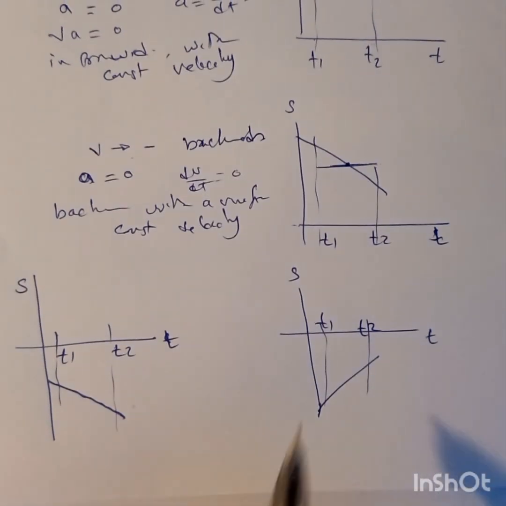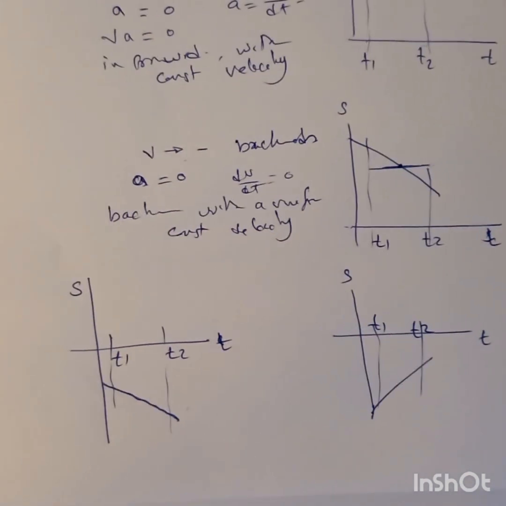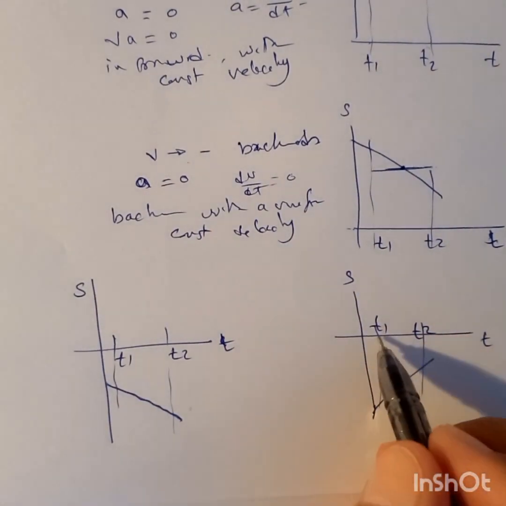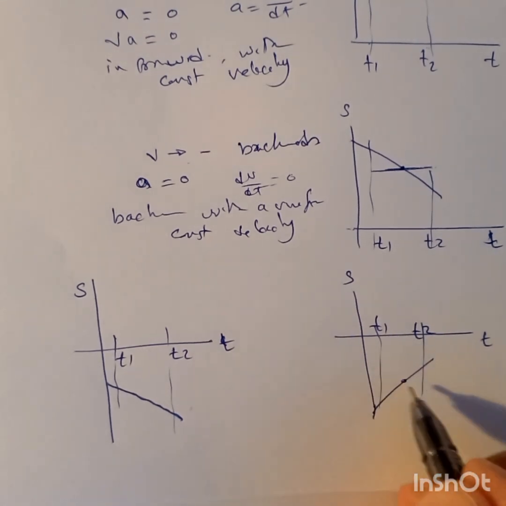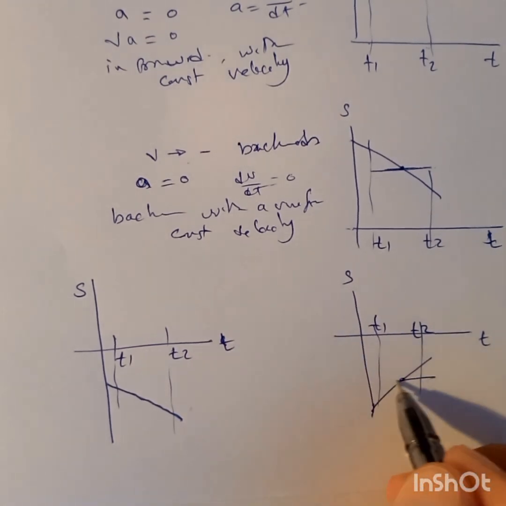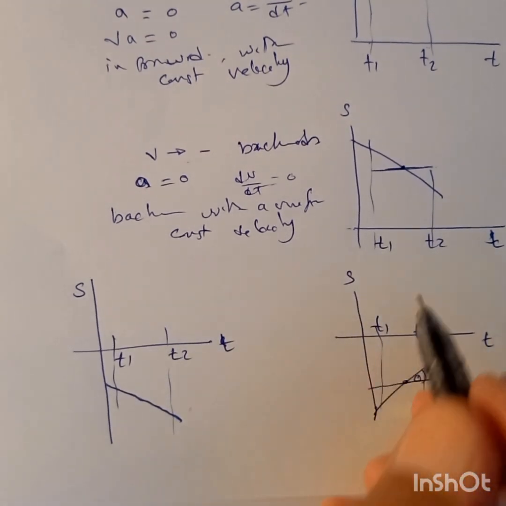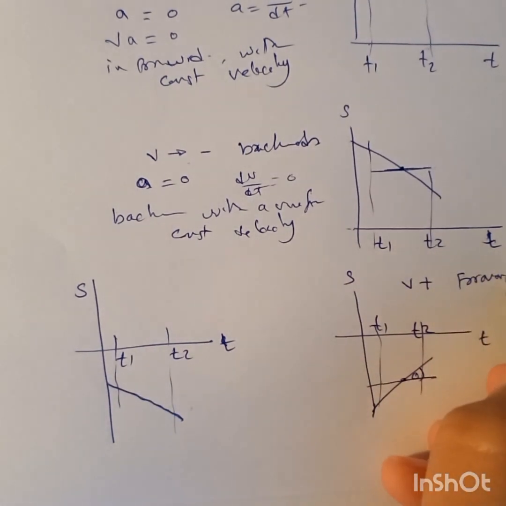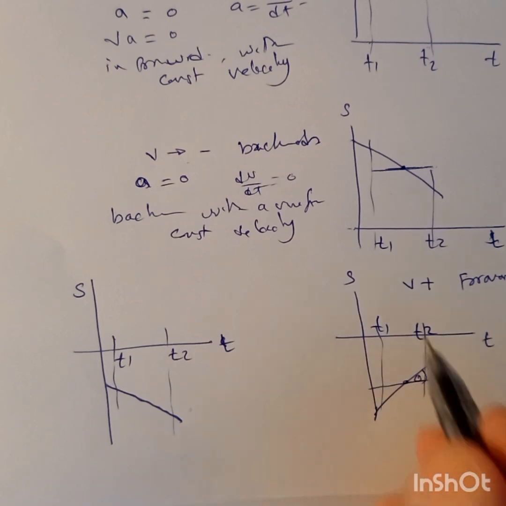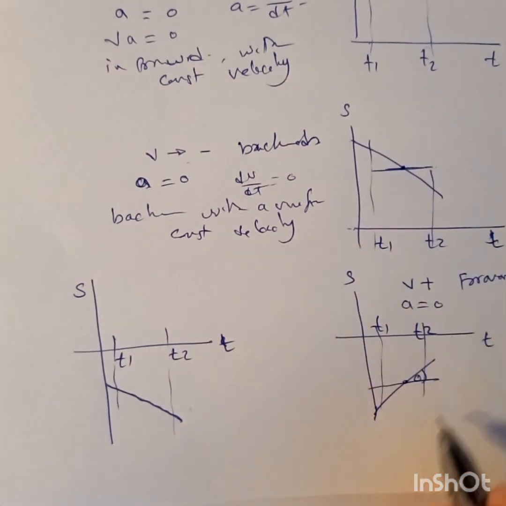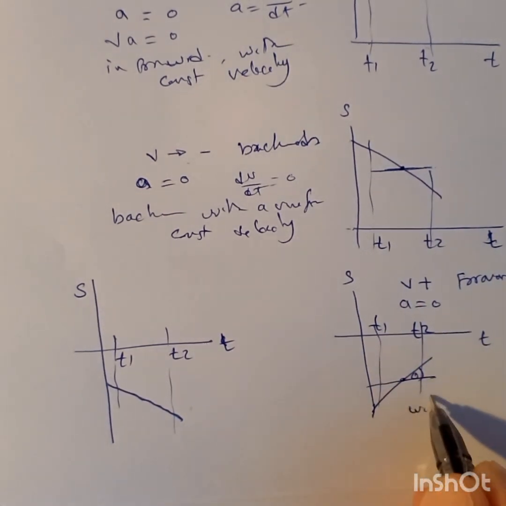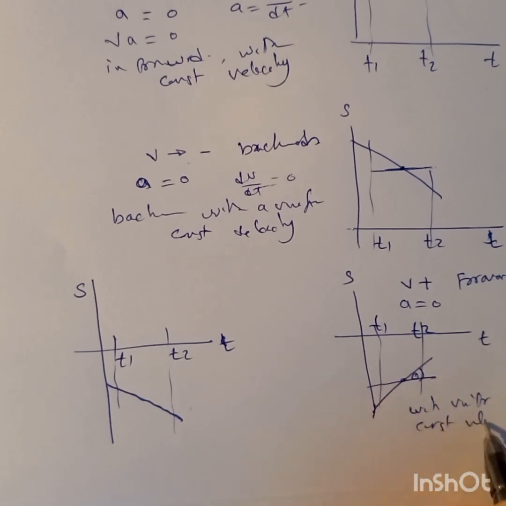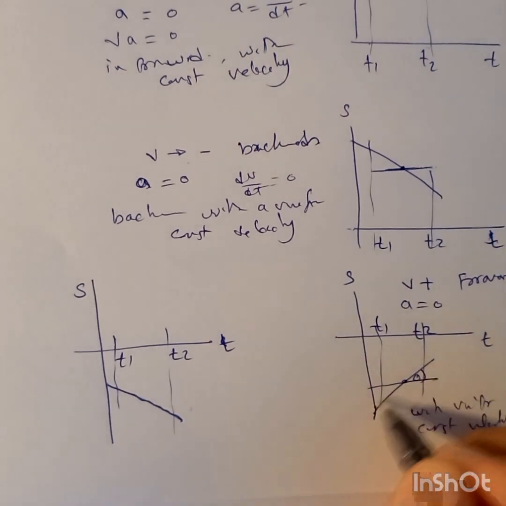We have also these two cases. For this one, between t1 and t2, the slope of this curve is positive. As theta is acute, then velocity is positive, then motion is forward. For acceleration here, the acceleration equals 0, then the body moves in forward direction with uniform or constant velocity, as here we have this straight line.